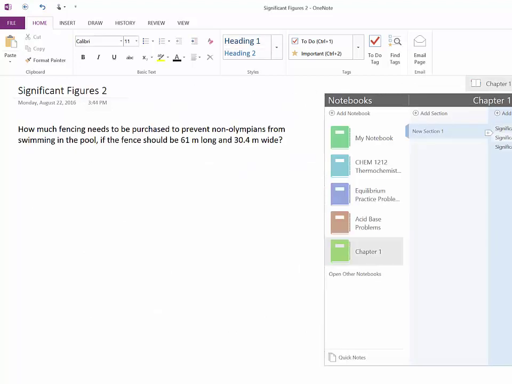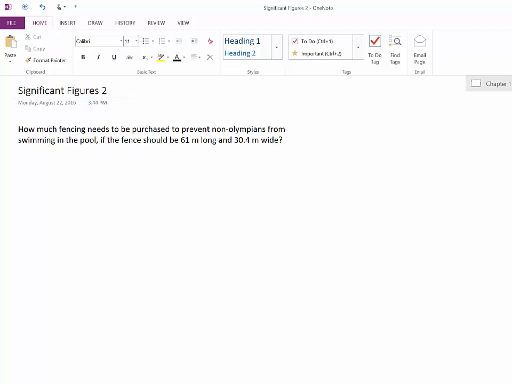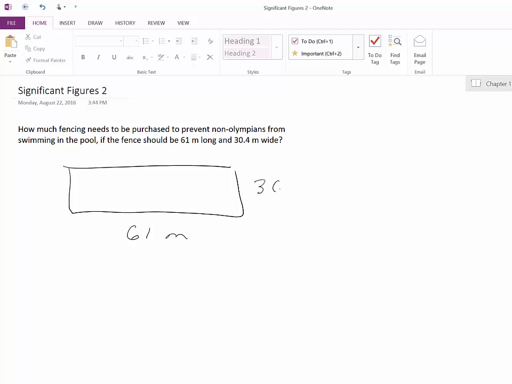Question two, how much fencing needs to be purchased to prevent non-Olympians from swimming in the pool if the fence should be 61 meters long and 34.4 meters wide? So it may help to draw a picture here. This is a perimeter kind of question. You may have seen these before in math classes.